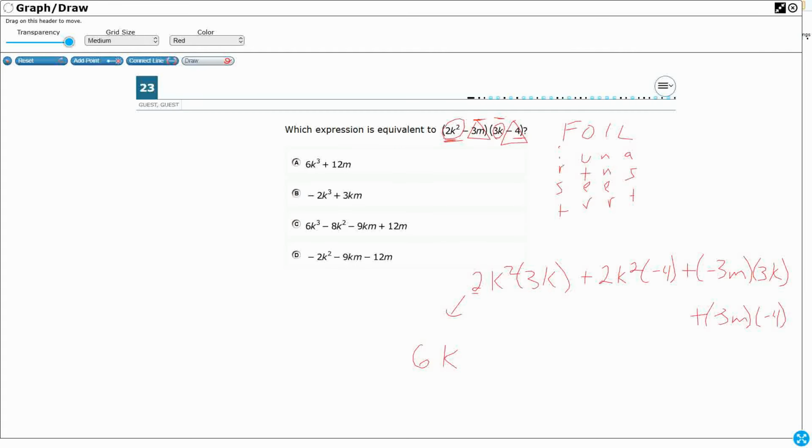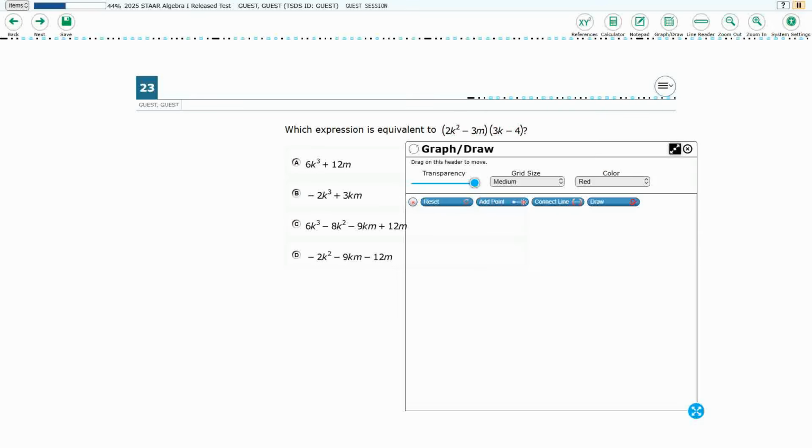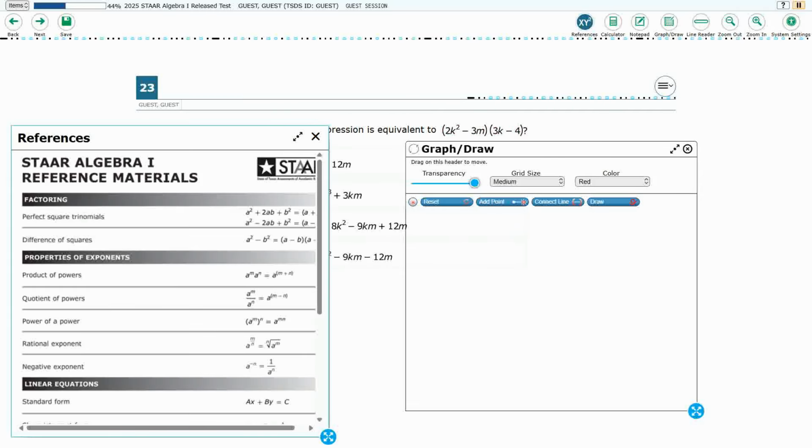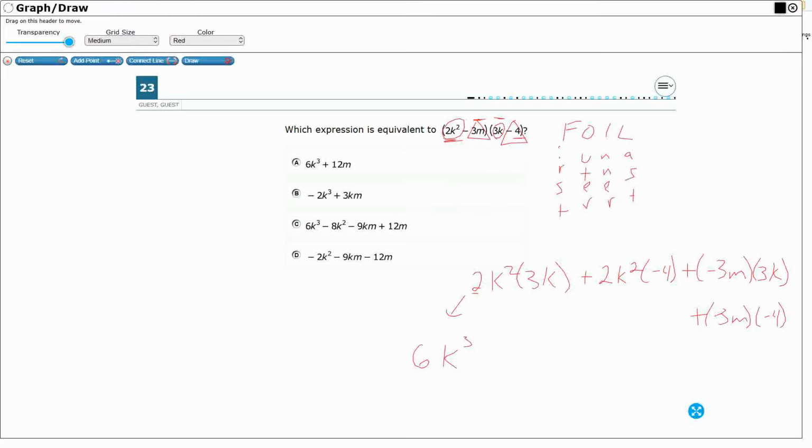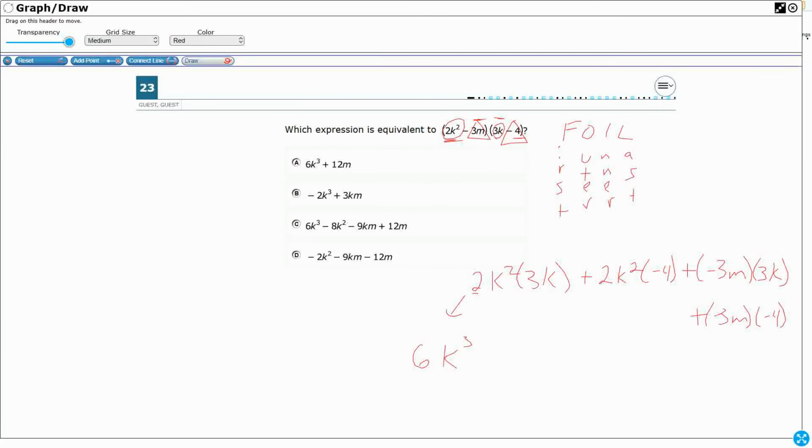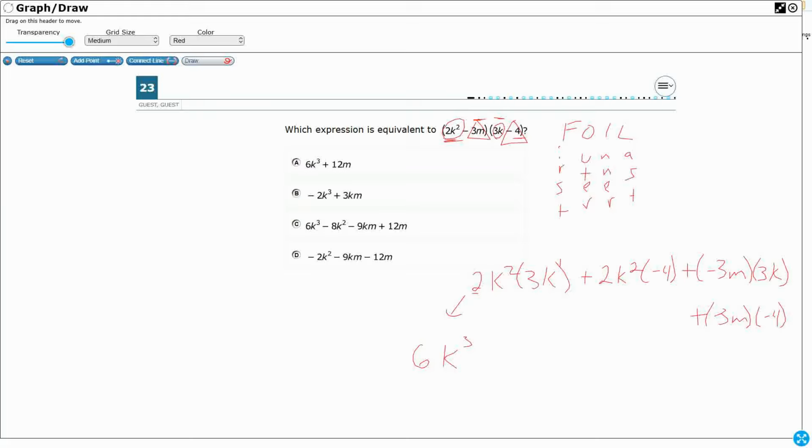K squared times k is going to be k to the third because it's the multiplication. Right, we see this right here. We're looking at our powers. It's the product of powers. So a to the m times a to the n equals a to the m plus n. You end up adding the exponents. And so this is like k to the 1. So k to the 2 times k to the 1 is k to the 2 plus 1, which is k to the 3. So that's where this 3 comes from.